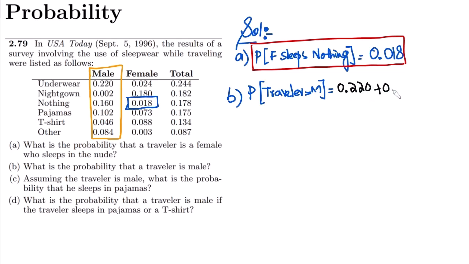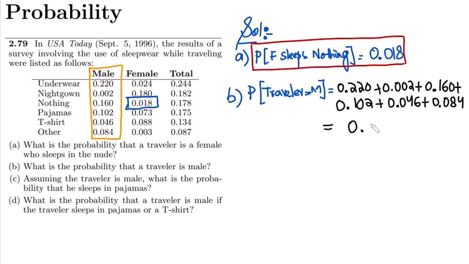Here it would be 0.220 plus 0.002 plus 0.160 plus 0.102 plus 0.046, and the last one here is 0.084. By adding them together I will get 0.614. That is basically the solution of part B which I wanted to find out.